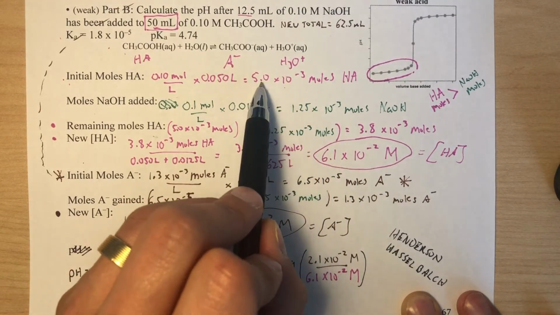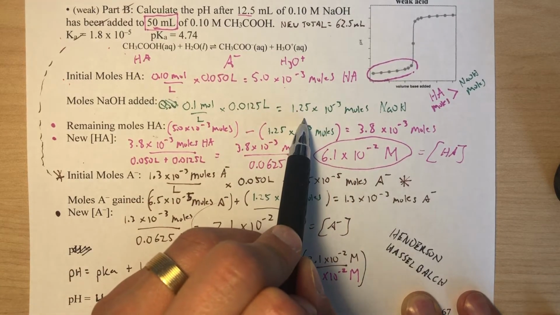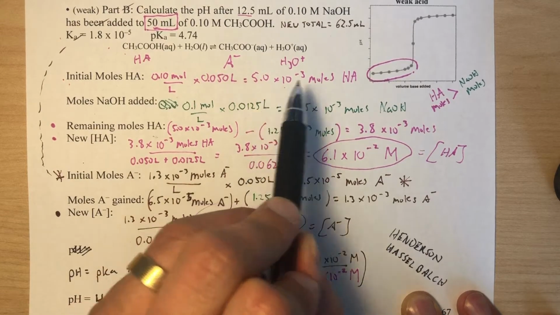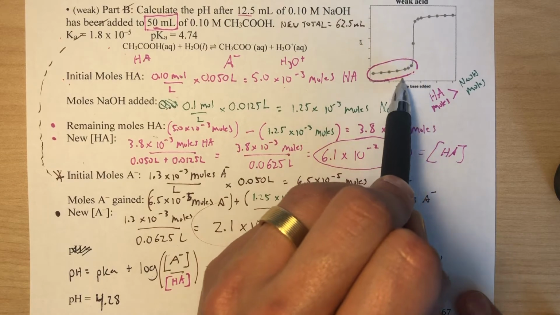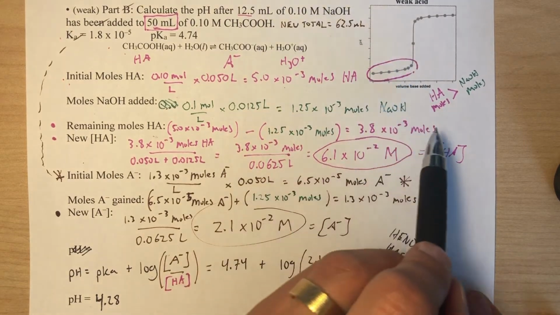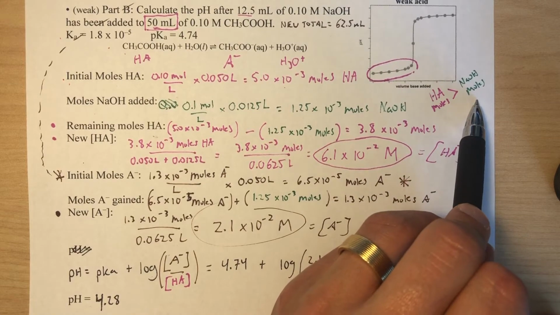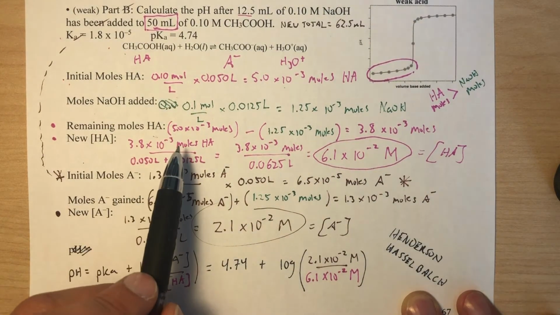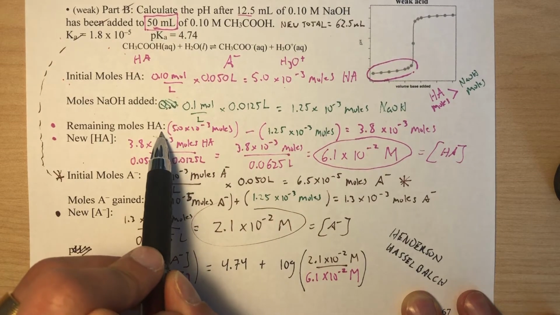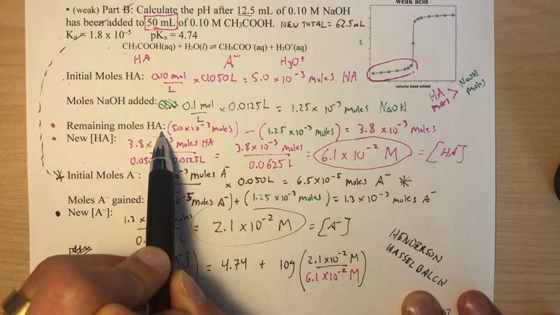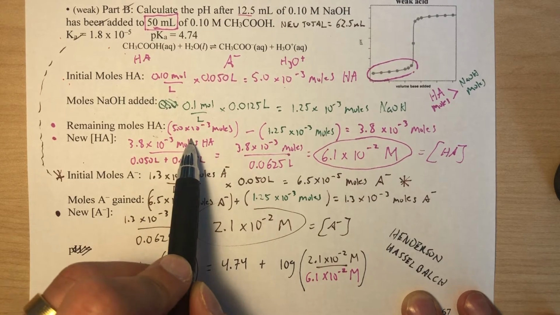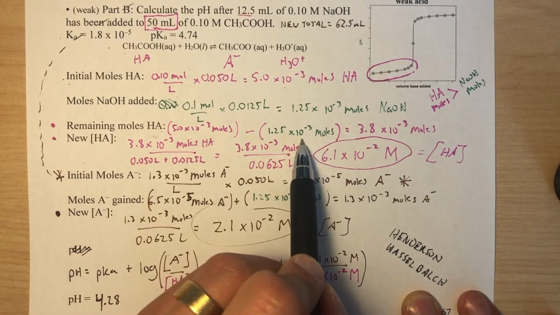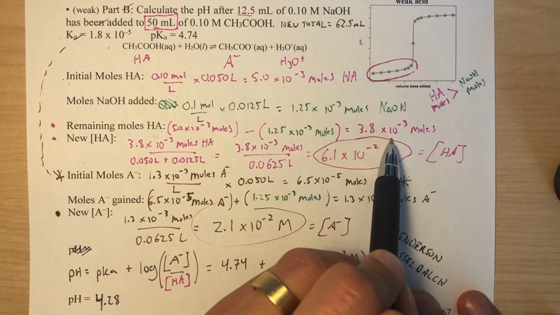We can compare these two values, and we find that our amount of base is less than our amount of acid in moles, which brings us at this point of the curve somewhere before the equivalence point, because our HA moles are greater than our sodium hydroxide moles. So since we're still under acidic solution, we need to figure out what our concentration of our acid is now that some of it has reacted with base. So we take our 5 times 10 to the negative third moles and we subtract the amount of acid that has reacted with sodium hydroxide, which is 1.25 times 10 to the negative third moles, and we're left with 3.8 times 10 to the negative third moles of HA.